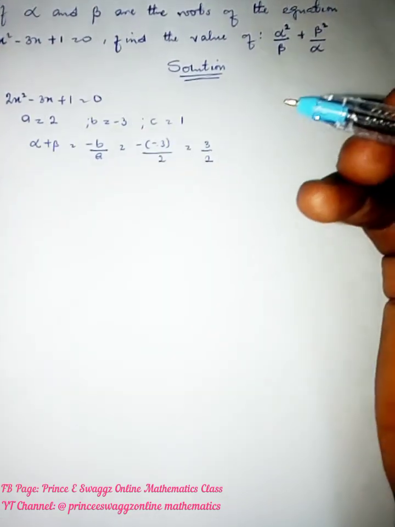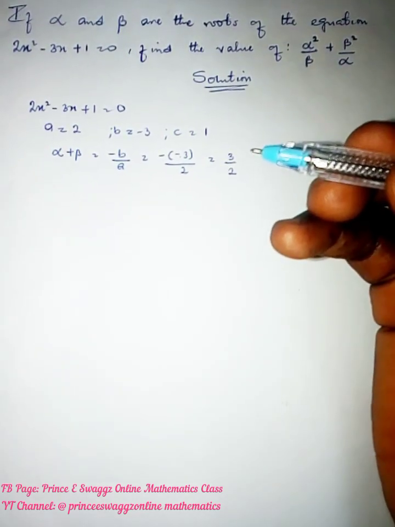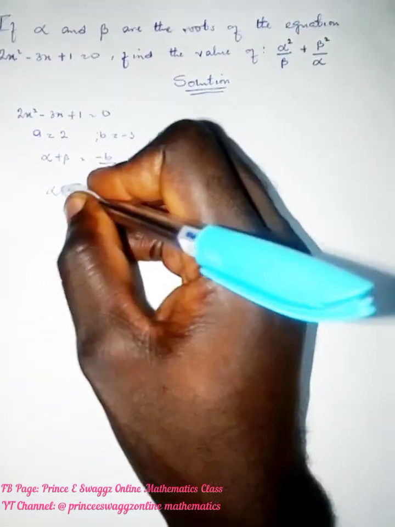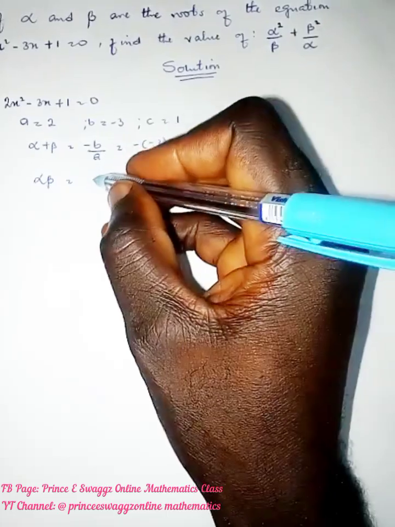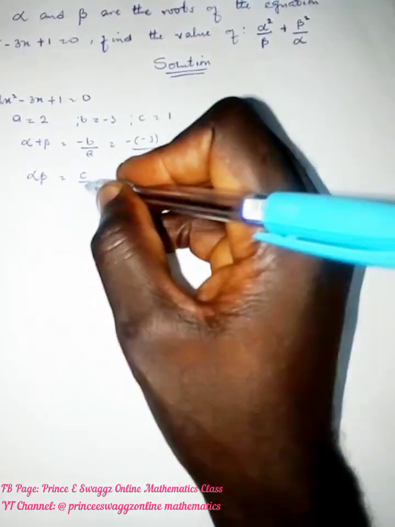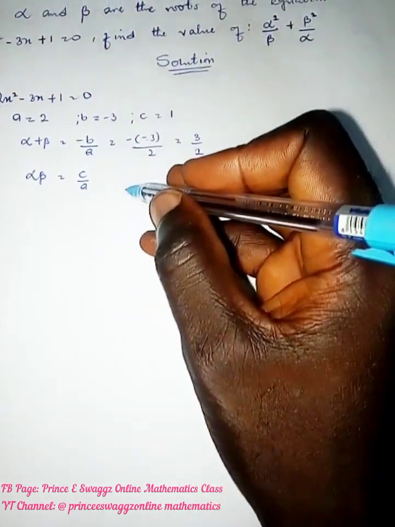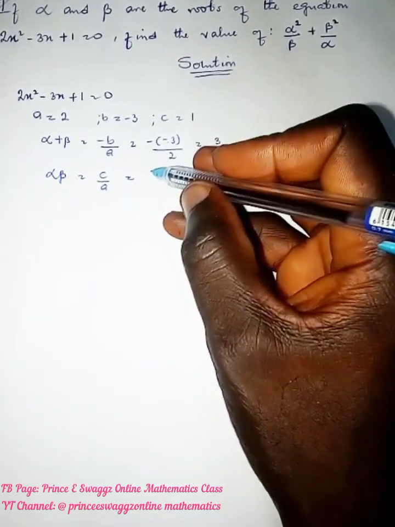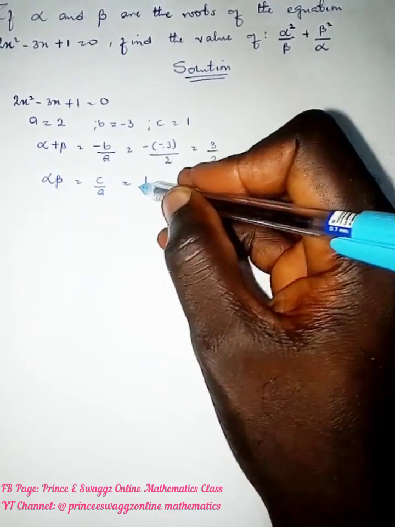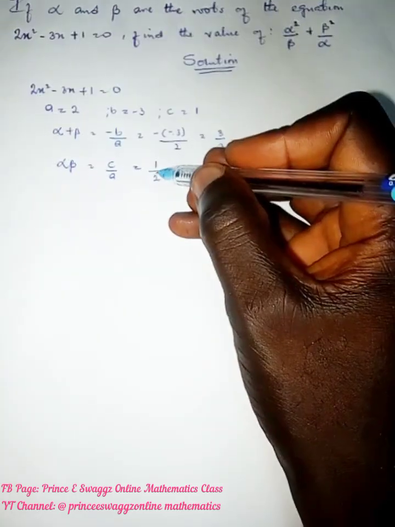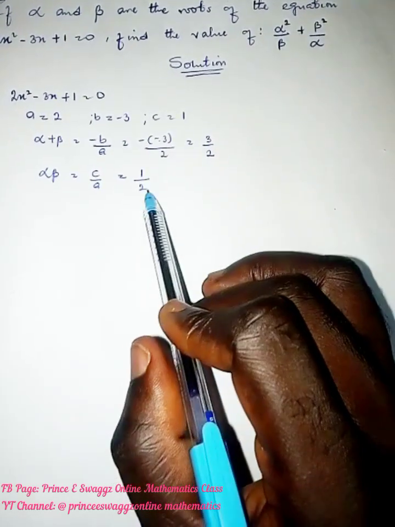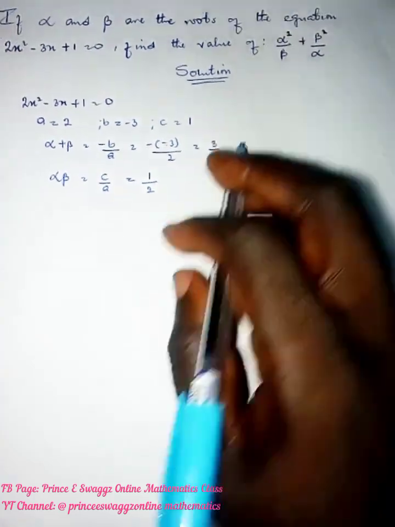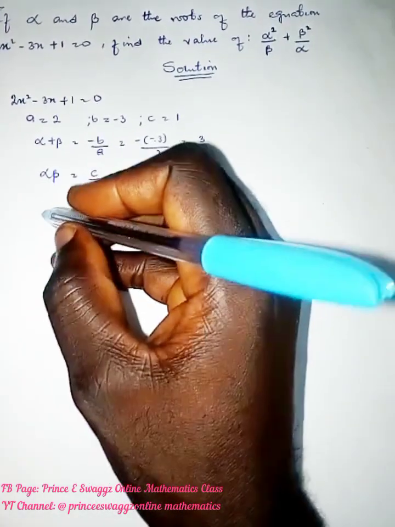So that's our value for alpha plus beta, which is the sum of roots. Then our product of roots, which is alpha times beta, is c over a. That's the formula for product of roots. Our c is 1 and our a is 2. So our product of roots is 1 over 2, while our sum of roots is 3 over 2. So now, let's simplify the question.